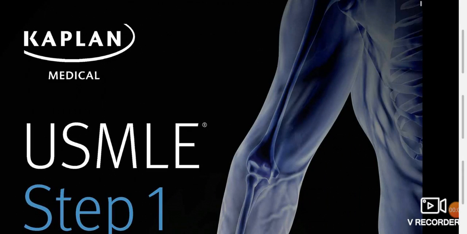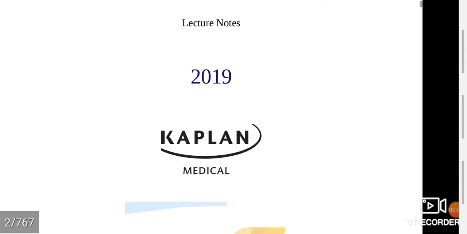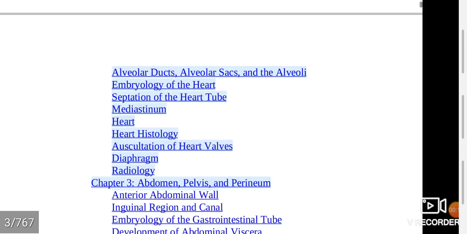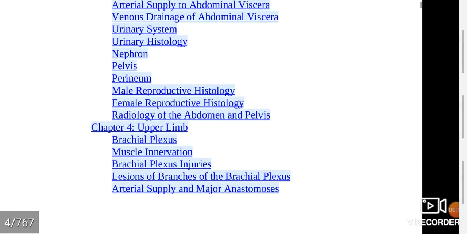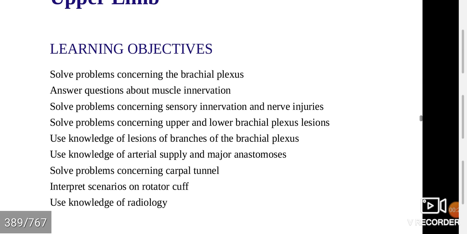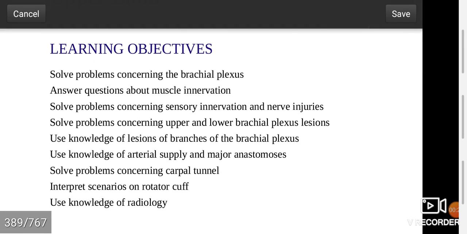Bismillahirrahmanirrahim. We will start our anatomy lessons from the reference use simile. We will start from the upper limb anatomy, from chapter 4, upper limb anatomy. First of all, what are the learning objectives of this chapter?